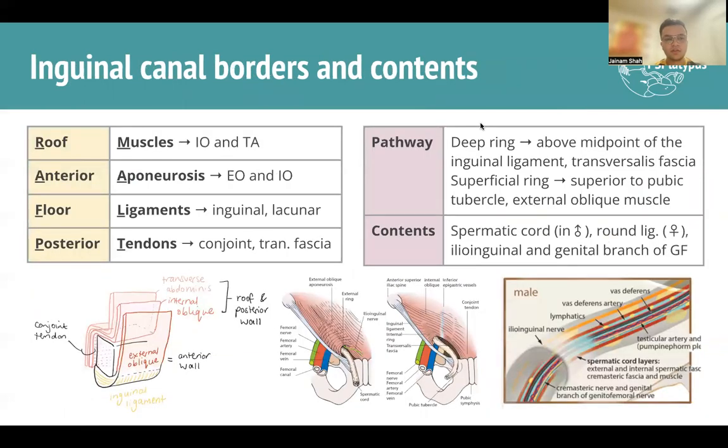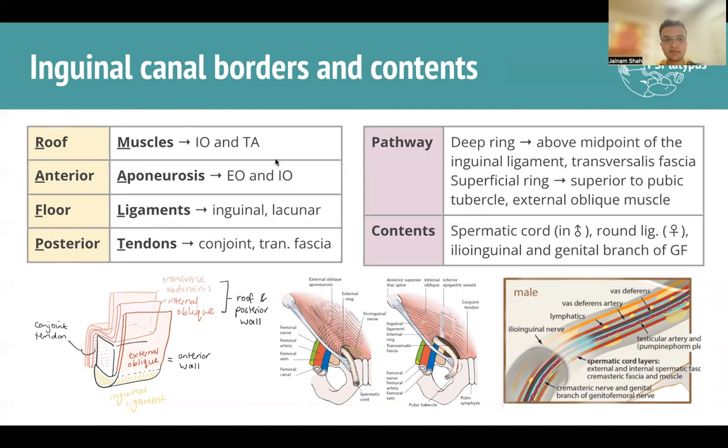Now, when it comes to the inguinal canal, I like to try not to overcomplicate this too much, because there's so much detail that you can go into. There's a whole lecture that you could get on the inguinal canal and inguinal canal related pathologies. But I just want to simplify it here in terms of the major borders that you should have in mind, as well as the pathway and the contents through the inguinal canal. So when it comes to the borders, there's a nice mnemonic here called RAF-MALT, which is roof anterior, floor posterior. And they each link with either muscles, an aponeurosis, ligaments, or tendons.